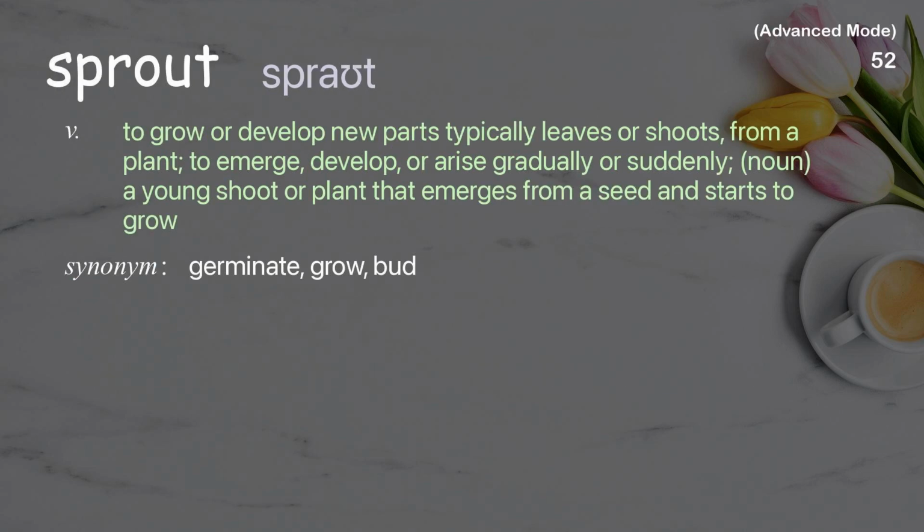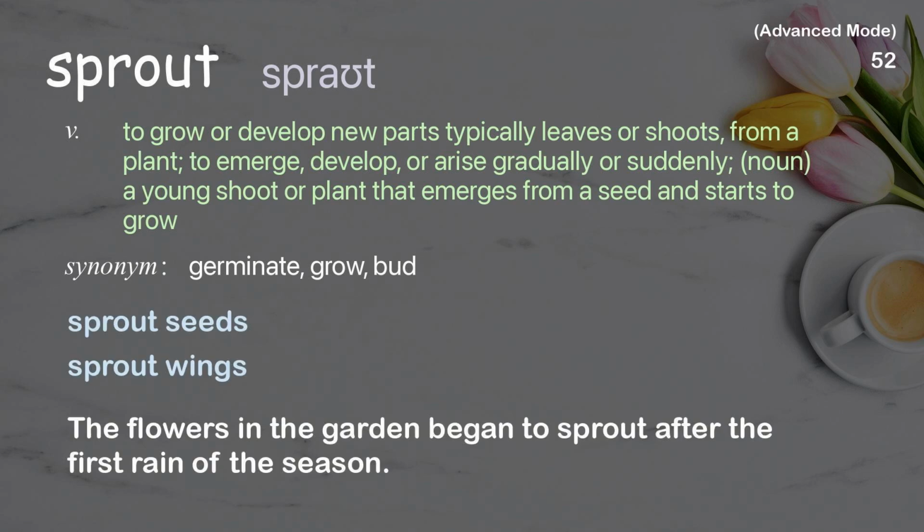Sprout. To grow or develop new parts, typically leaves or shoots, from a plant, to emerge, develop, or arise gradually or suddenly. Noun, a young shoot or plant that emerges from a seed and starts to grow. Examples: Sprout seeds. Sprout wings. The flowers in the garden began to sprout after the first rain of the season.